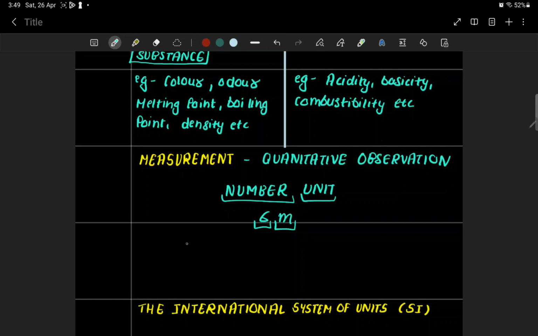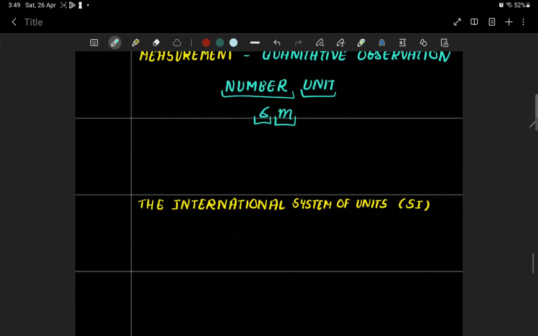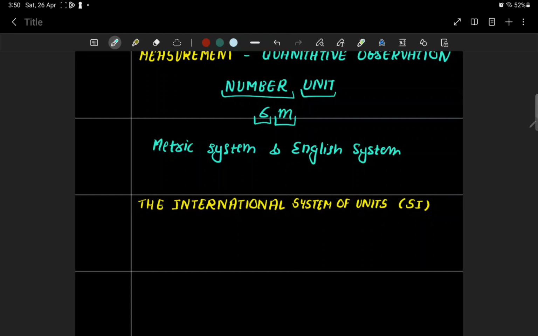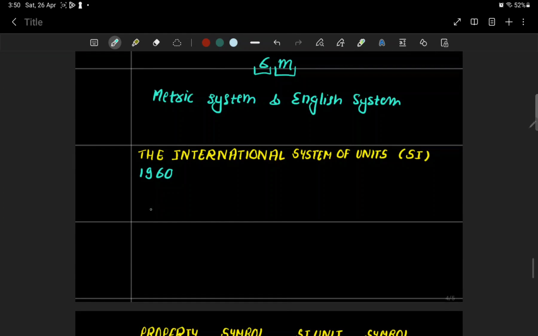So earlier we had different systems for measurements, the metric system, English system. But there was a need for some common standard system, and in 1960 we got the International System of Units, the SI system, in which we study the 7 base units.